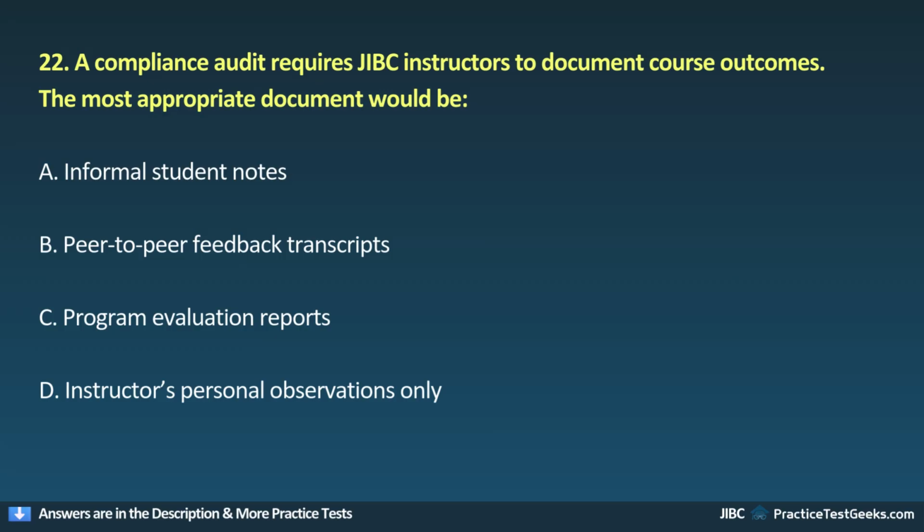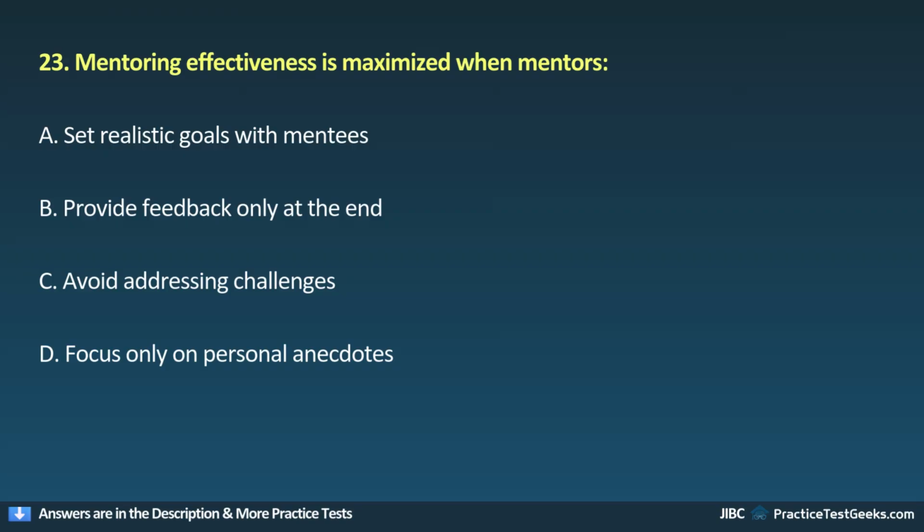22. A compliance audit requires JIBC instructors to document course outcomes. The most appropriate document would be A. Informal student notes. B. Peer-to-peer feedback transcripts. C. Program evaluation reports. D. Instructors' personal observations only.